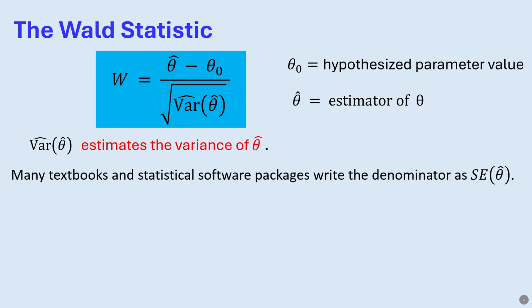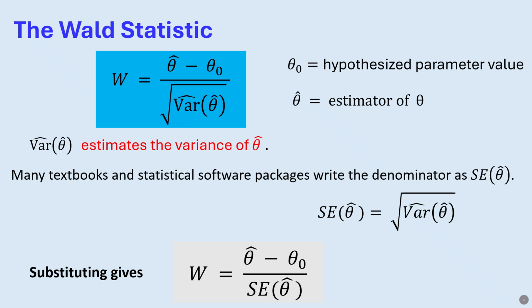Many textbooks and statistical software packages simply write the denominator as the standard error of theta hat. Therefore, the Wald statistic can be written as the difference between theta hat and theta naught divided by the standard error of theta hat. This is the form of the Wald statistic that we'll use throughout the rest of this presentation.